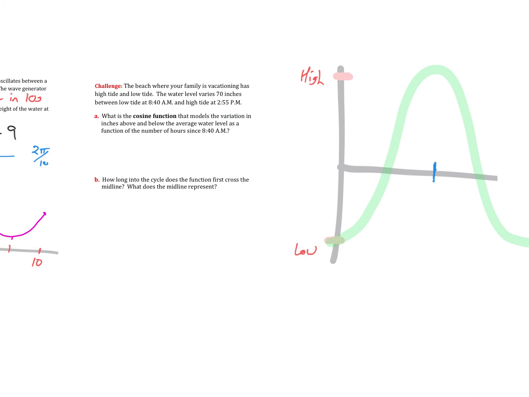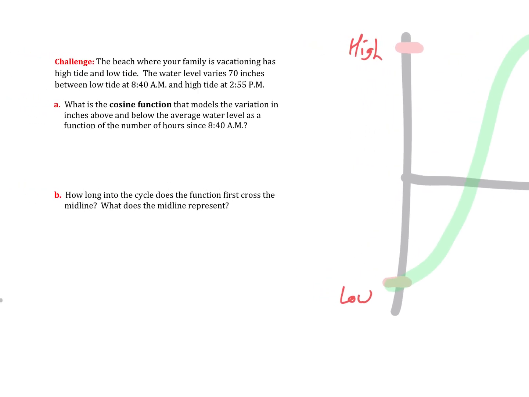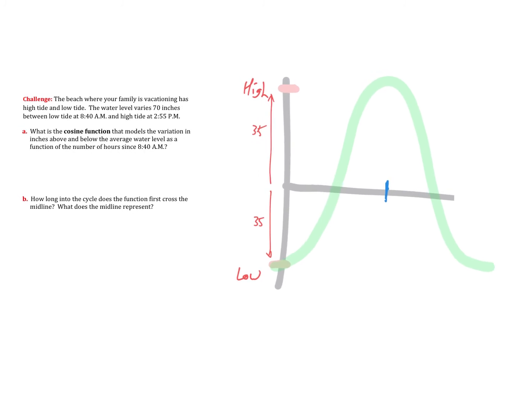Okay. What else do we know? The water levels vary 70 inches, so that means we'd have 35 in each direction. So that's going to be our amplitude, 35. Okay. All right, well, I think the only thing left to figure out is just what this value is, and then we can also, that's going to be kind of like the halfway point. We can also figure out what that ending point was. So let's figure out that time.